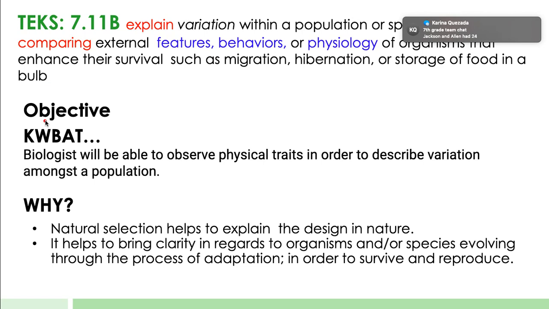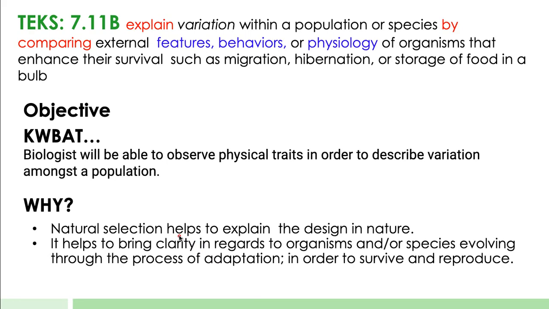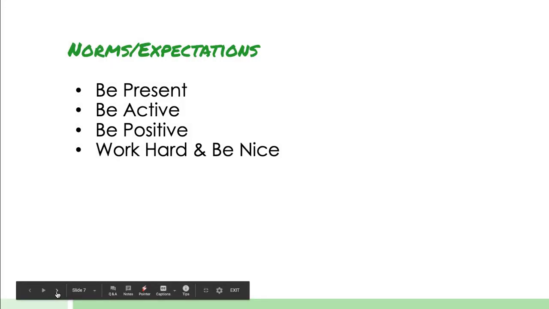And I've already gone over your objective, but I'm going to go over the why. Why are we talking about natural selection? Well, natural selection helps to explain the design in nature. It helps to bring clarity regarding organisms and species evolving through the process of adaptation in order to survive and reproduce. Think about us, guys. We had to adapt, right? We were used to going to school in front of a teacher, in a classroom full of students, and now we've had to adapt. That's the same way that animals have to adapt in nature, and we're going to study it.